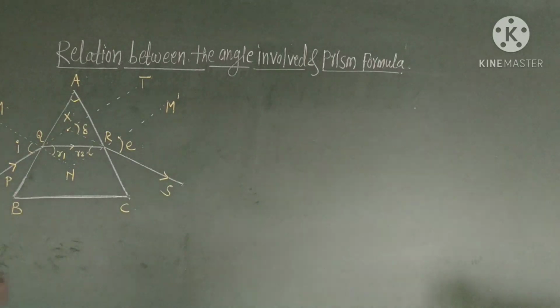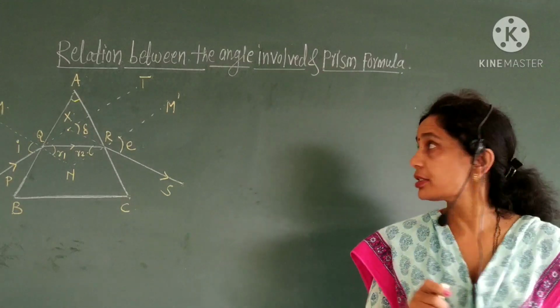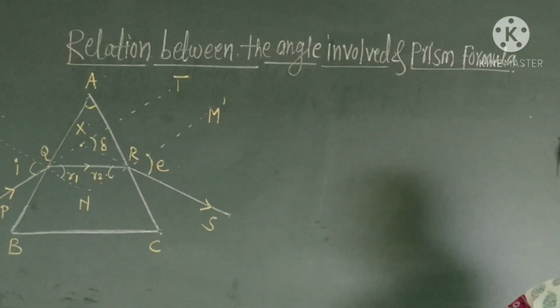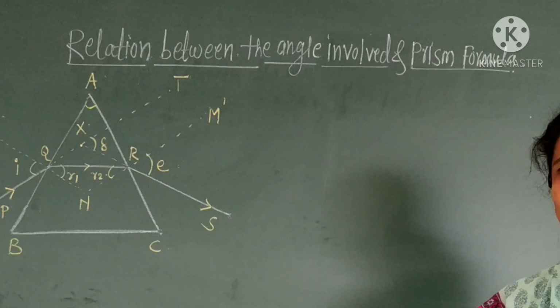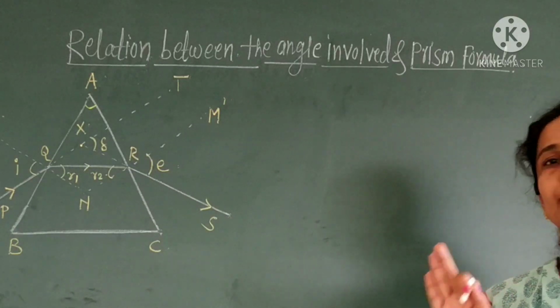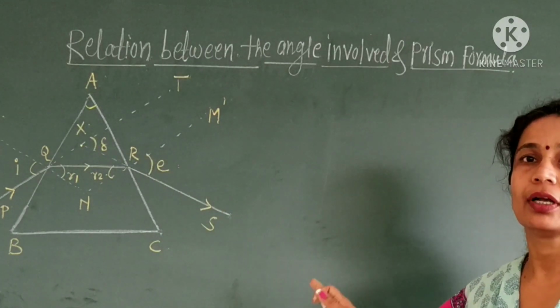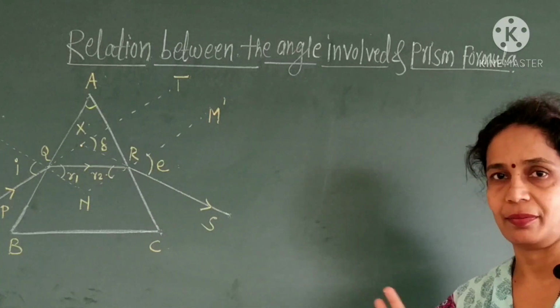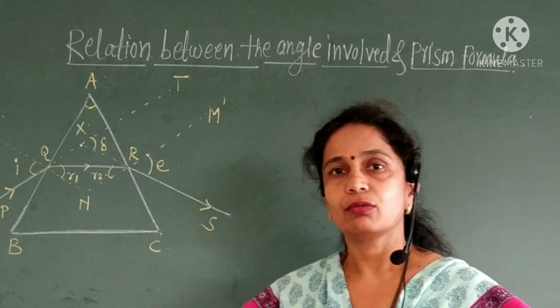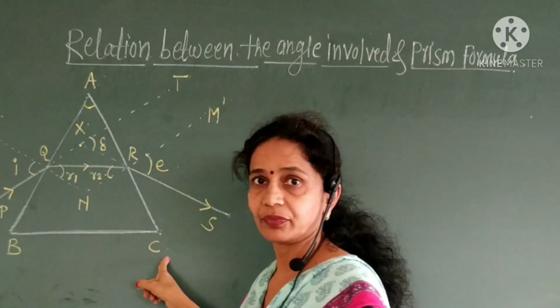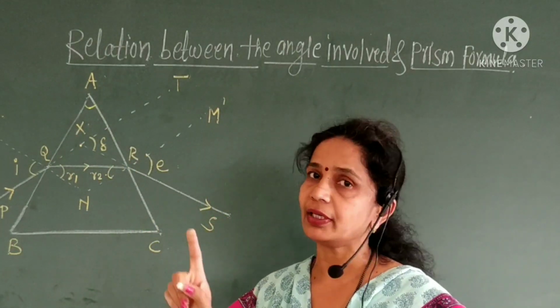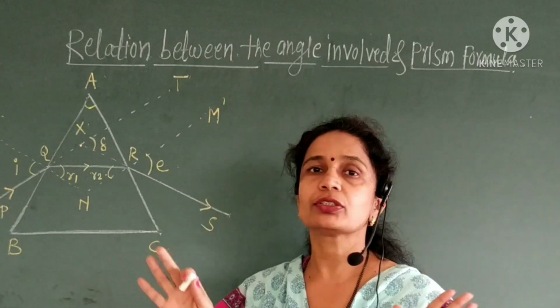Prism formula and relations between the angles involved in it. We have to obtain the prism formula, and the relations between the different angles involved in the ray diagram of the prism. Then what is ABC? ABC is the principal section of the prism. You know this very well.